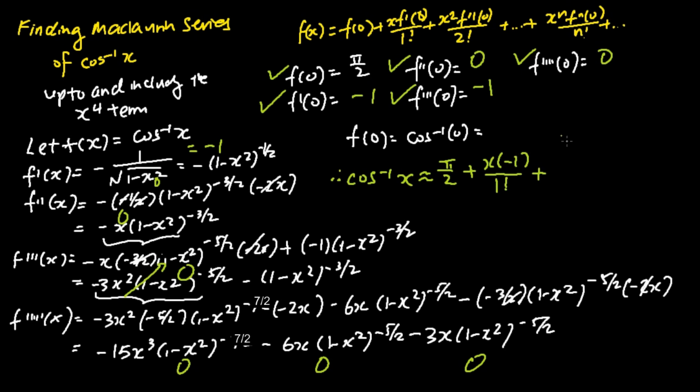As for the x cubed terms, we substitute f triple prime 0 as -1 and we get this answer. And last but not least, f 4 times prime 0, same thing. For the x to the power 4 terms, we do not have it because my f 4 times prime 0 is equal to 0. My final answer to this problem, expressing the Maclaurin series of cosine inverse x up to and including the x to the power 4 terms, is basically just pi over 2 minus x cubed over 6.